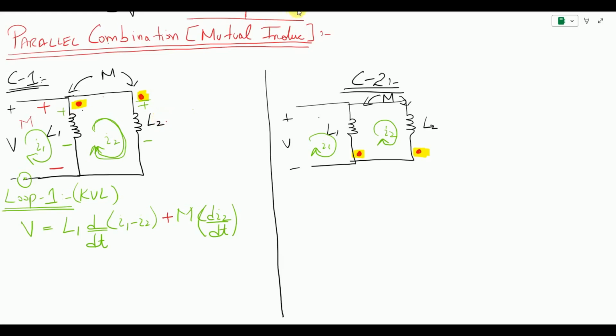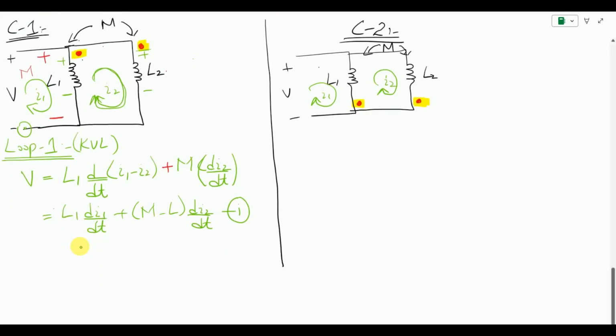I can further simplify this equation. I can write it as L1 di1 by dt. Since di2 and I2 are the same, I can take M minus L2 di2 by dt. So this is my equation for the first loop. Let me call this one. Now let us write the equation for the second loop. So loop 2.